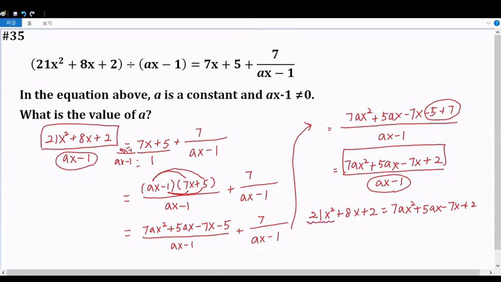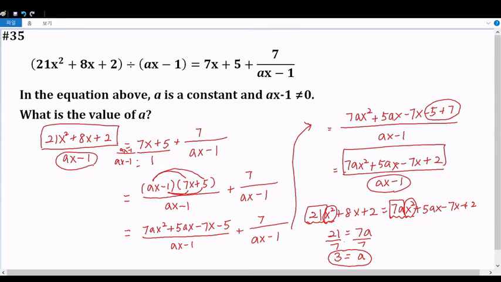21x squared is equal to 7ax squared. You see it has x squared and x squared. You know that 21 is equal to 7a. We divide it by 7 to solve for a. Then a is equal to 3.